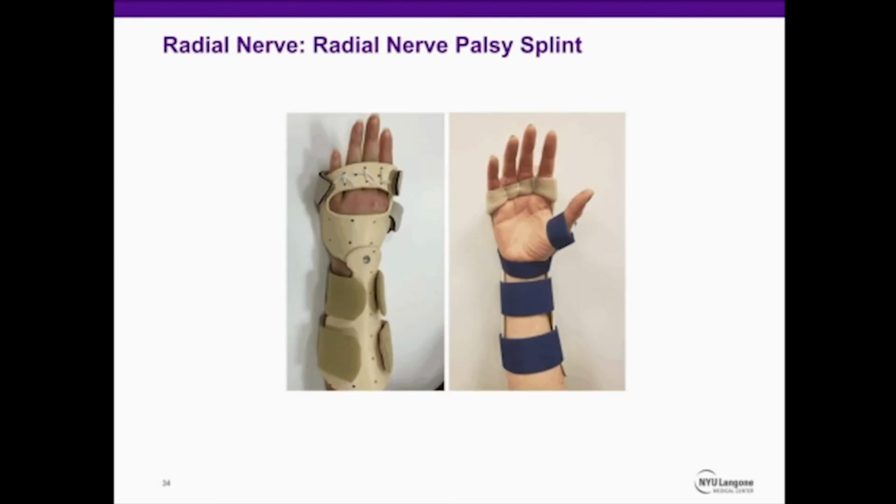Here you'll see a dorsal and volar view of the low-profile radial nerve palsy splint, which serves as an alternative option for patients who would prefer not to have their splint include an outrigger. And of course, it offers the same purpose as the previously mentioned radial nerve palsy splints.